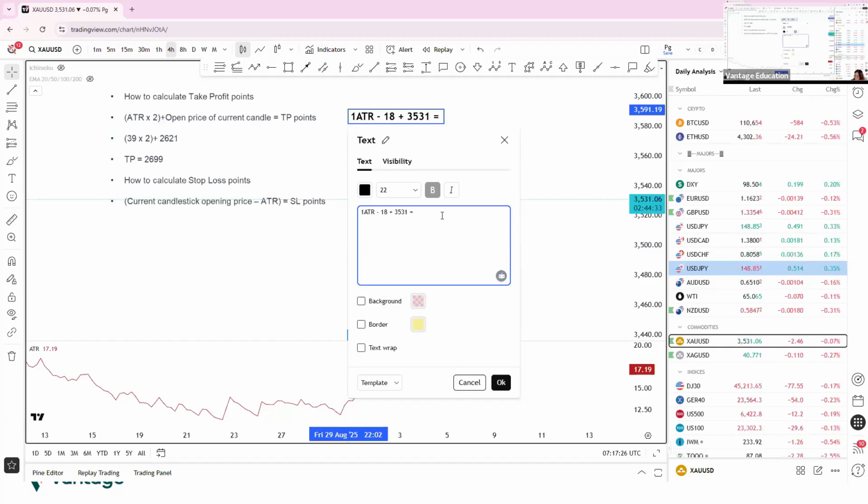3531 plus 18, that's going to be 3549. Okay, 3549. And what about the stop loss? Let's say we're going to use one ATR. ATR equal to 18, and this time I'm going to minus 18, also one ATR, for example.